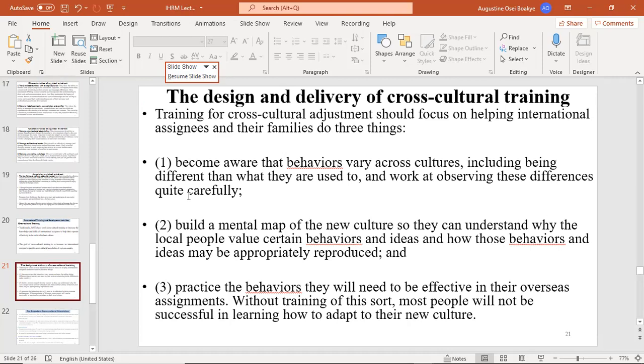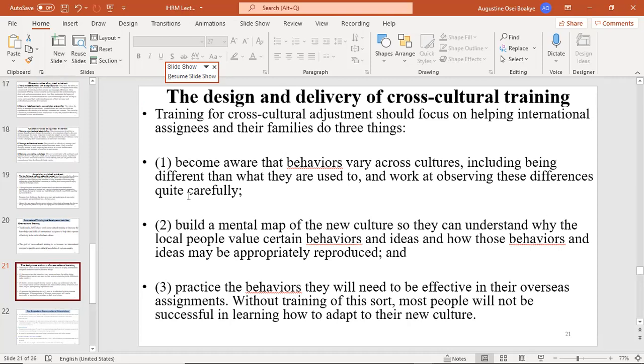And the last one is that it also assists them to practice the behaviors they need to be effective in their overseas assignments. So it will basically prepare you to survive when you get out there. Without training of this sort, most people will not be successful in learning to adapt to their new culture. And this can have deleterious consequences on the success of expatriates.